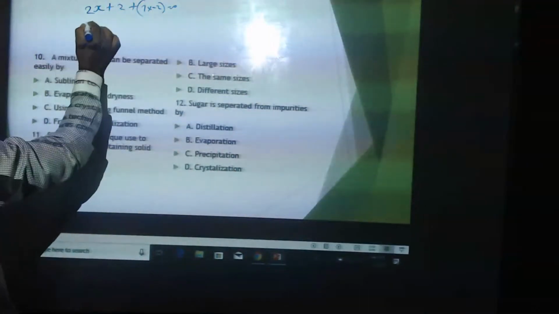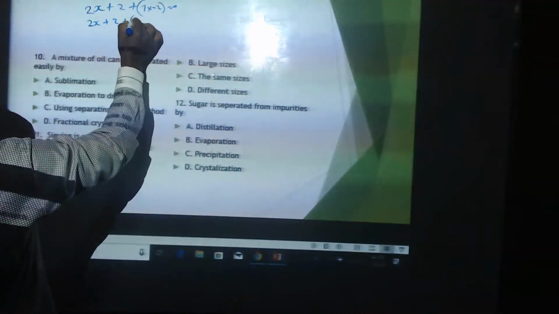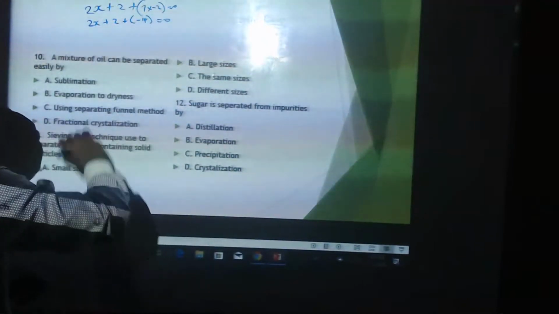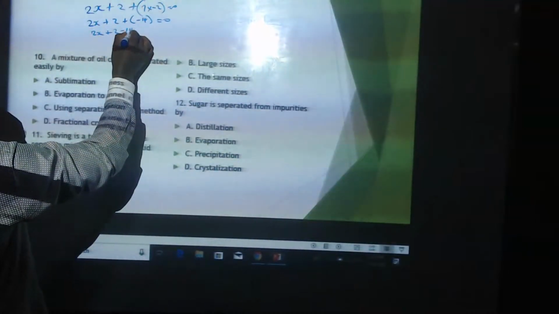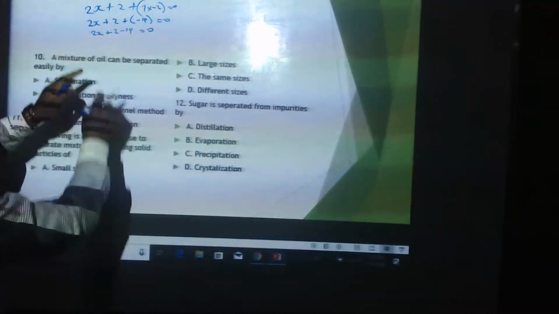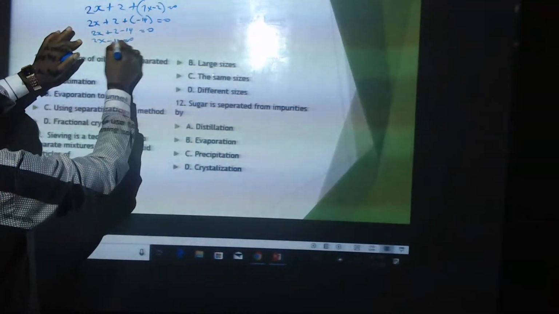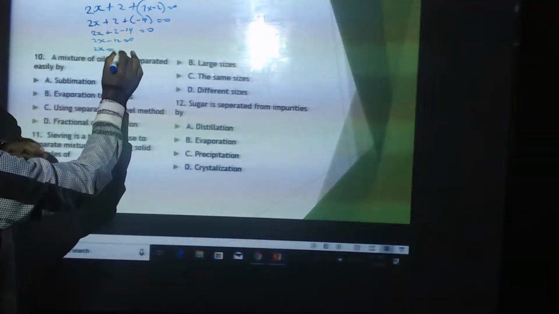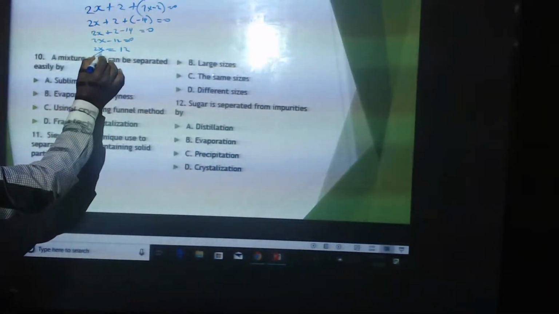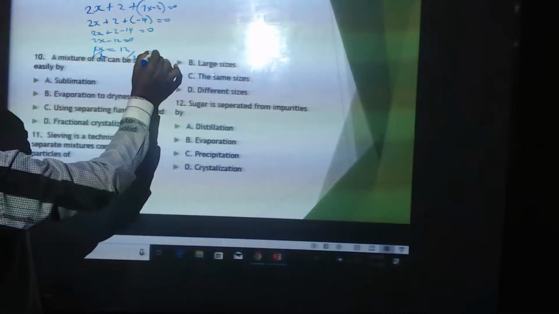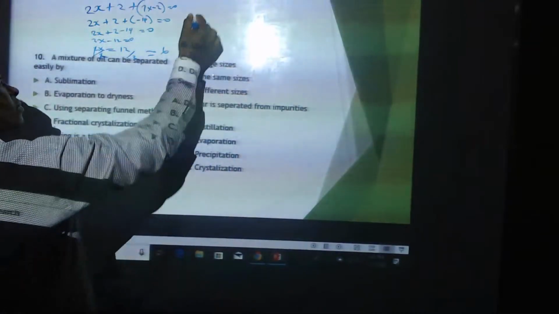Now, this is your 2x plus 2, plus 7 times minus 2, which is minus 14, all equals 0. So this is your 2x plus 2 minus 14 equals 0. So now, this is 2x, and 2 minus 14 will give you minus 12, equals 0. So 2x equals 12. Why? Because you move it across and it changes the sign. Then divide both sides by 2, so x is 6.